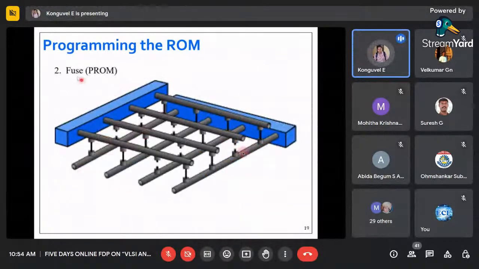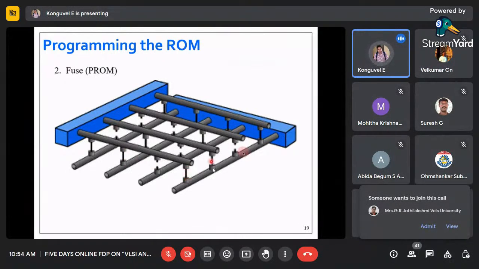In fuse also, the same thing. You can see horizontal and vertical lines, and that will be fused. That will be fused with a thin layer of metal.